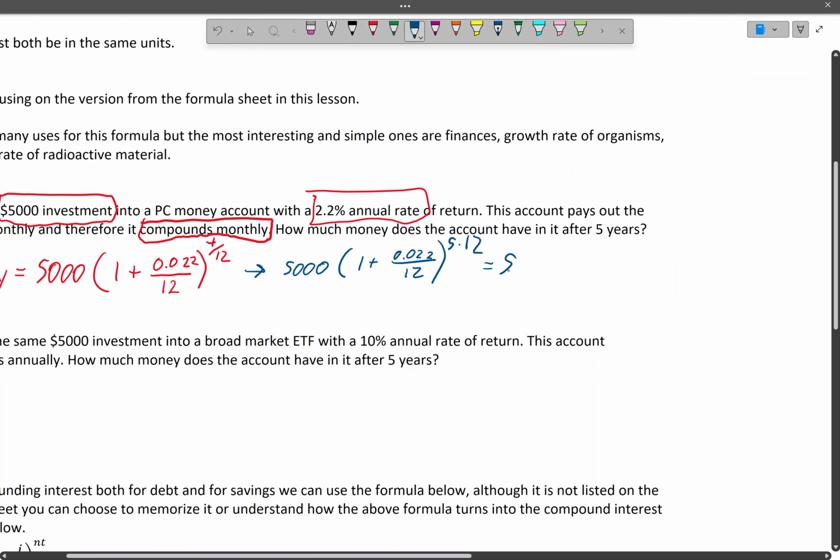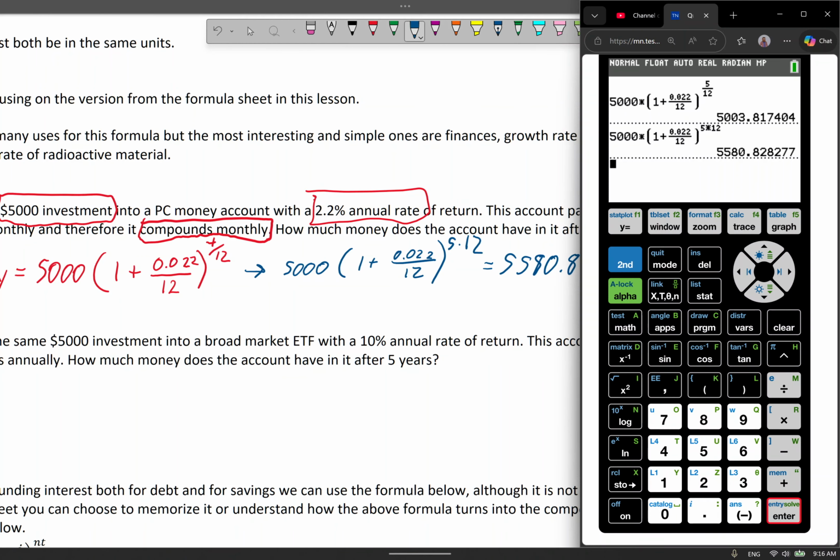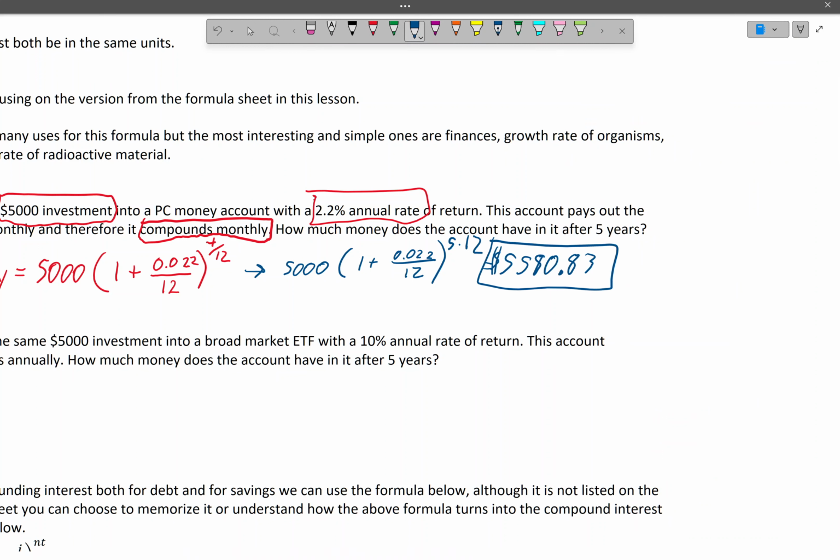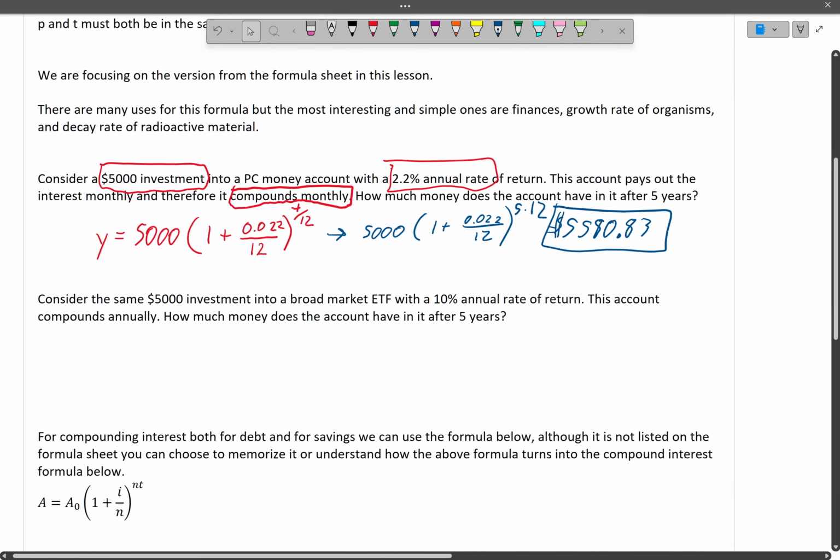So 5,580.83, I believe is what I read. And this is something I'm going to say by default: when we're talking about money, we're going to have it to the nearest hundredth, because nearest cent, because that's just what we do.